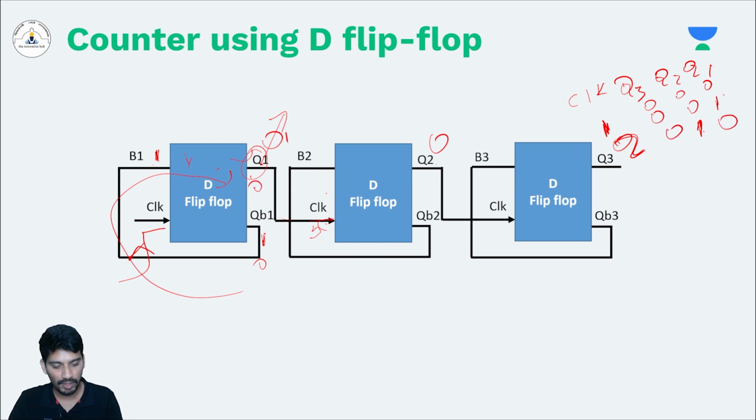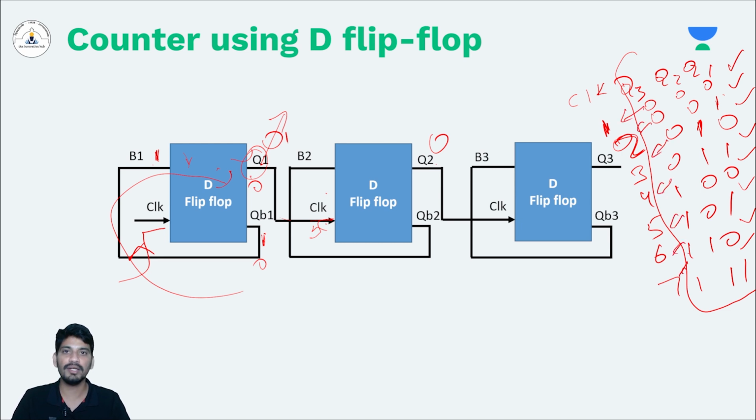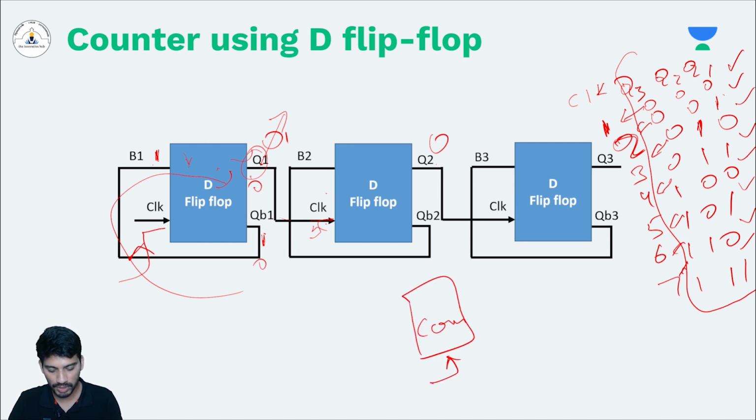So in this way, if you draw the table for the remaining clock pulses, it will look like this: 100, 101, 110, and 111. See, this is simply representing the binary numbers, right? I mean, the state of Q3, Q2, Q1 will give me the number of clocks that are applied to this circuit, right? That is how we can design a counter using 3 D flip flops, right?